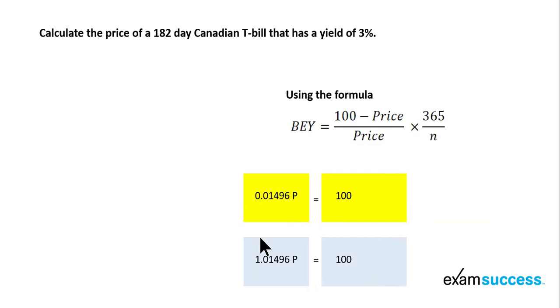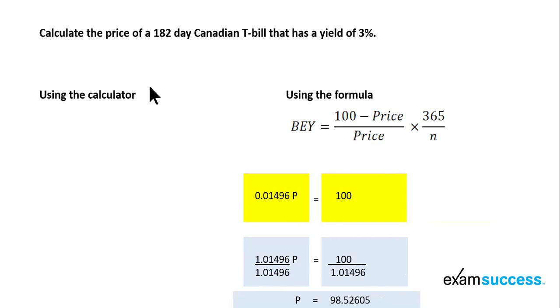Now we're going to isolate P just by dividing by 1.01496. We'll do that on both sides. And we end up isolating P and we get the price. The price of this T-bill, 98.52605. There it is, using the formula.